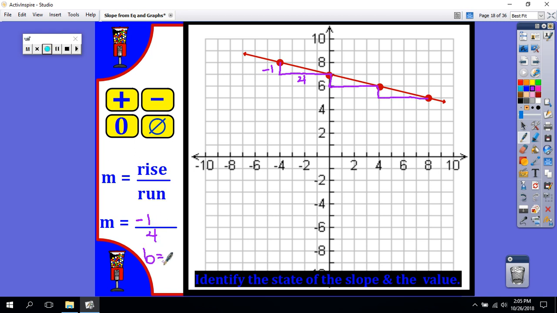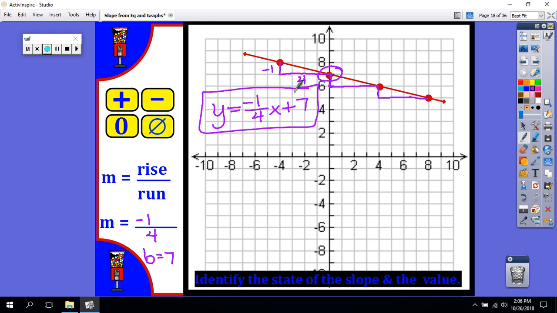Find the b value. Follow your y-axis up. It meets right here between 6 and 8, so that would be a positive 7. So our equation is y equals negative 1/4 x plus 7.